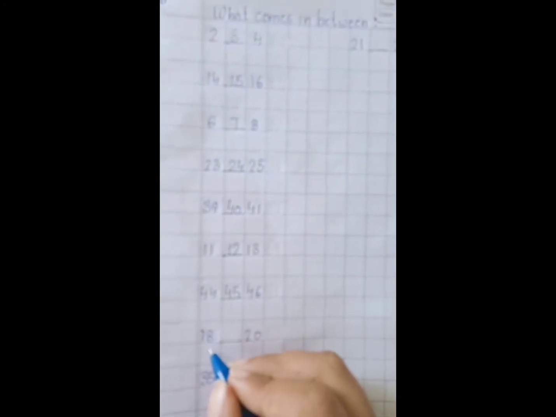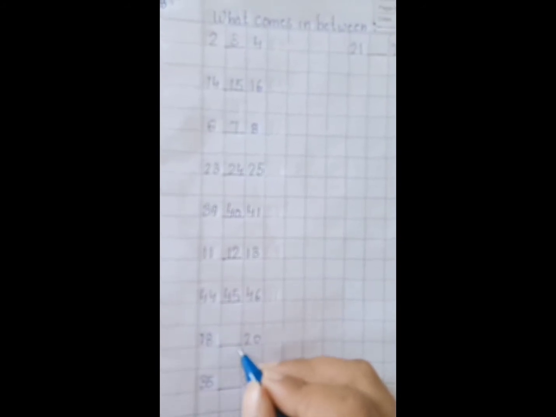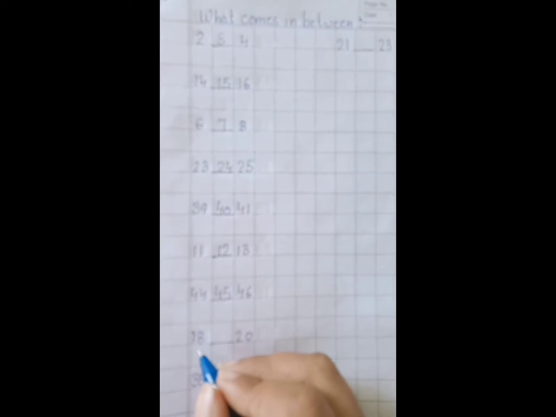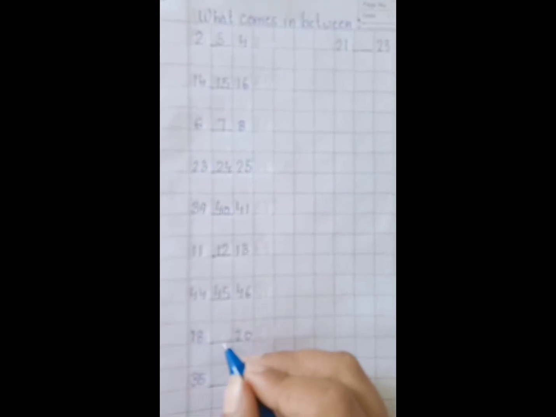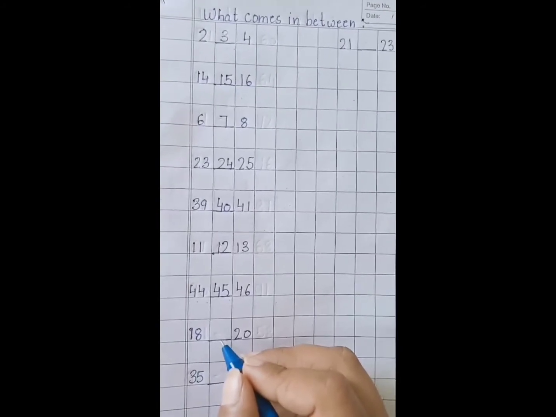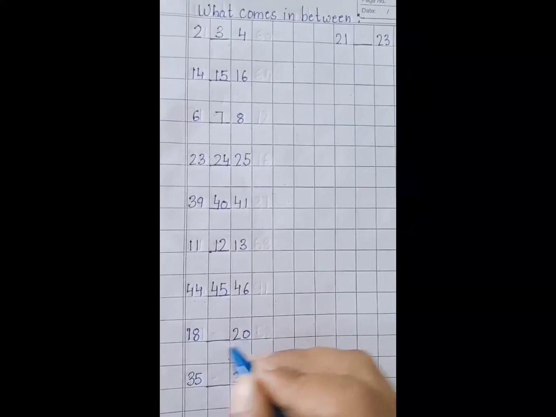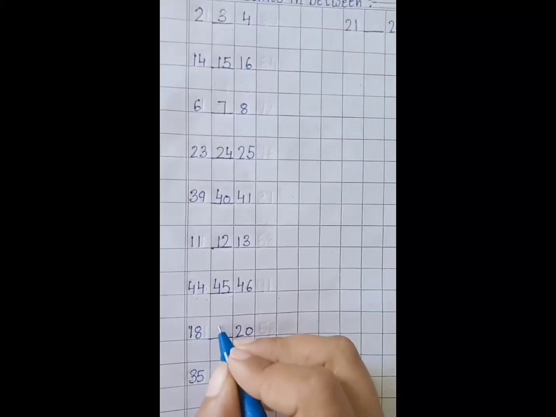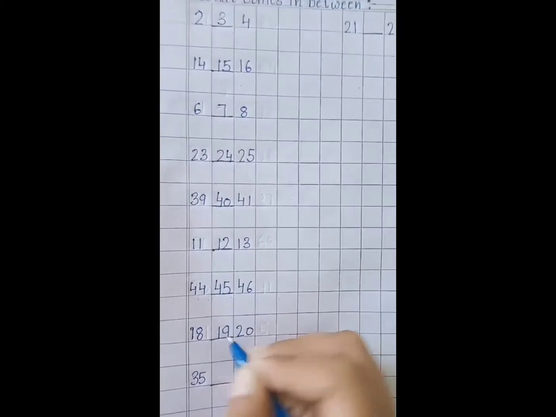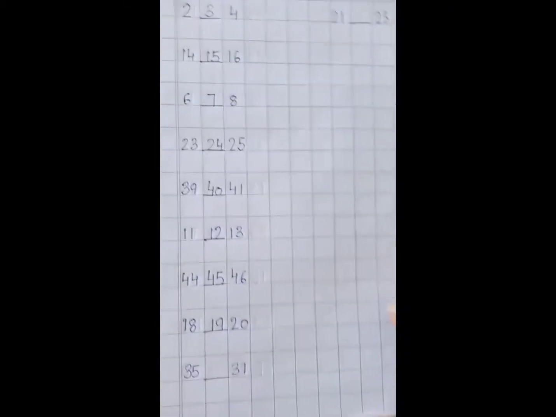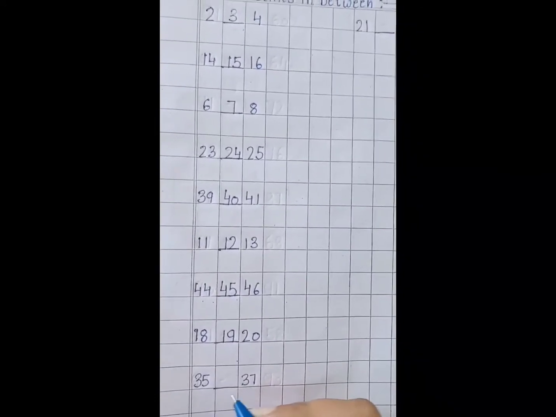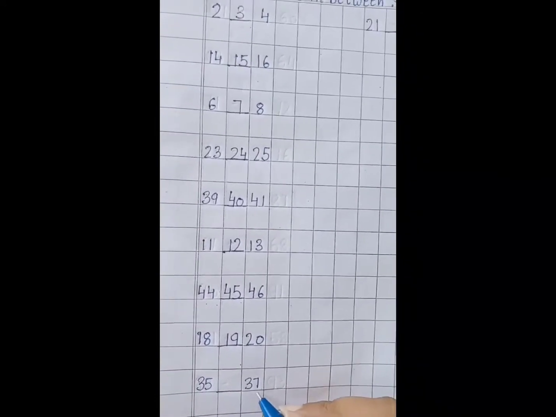Now 18 dash 20. After 18 the number that is 19 and before 20 also the number that is 19. So 19.